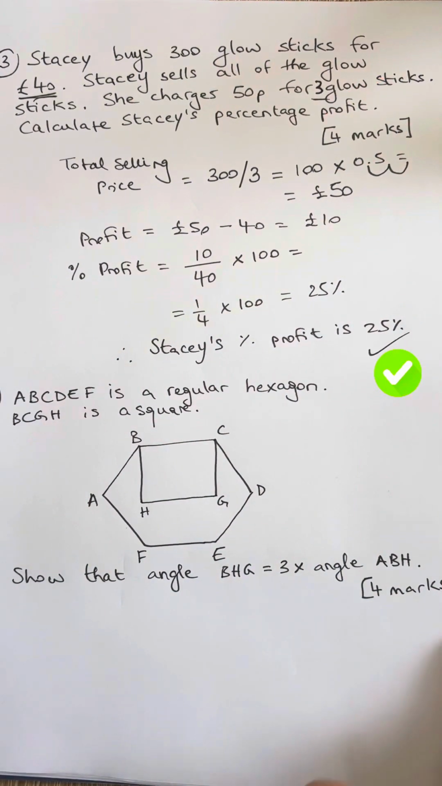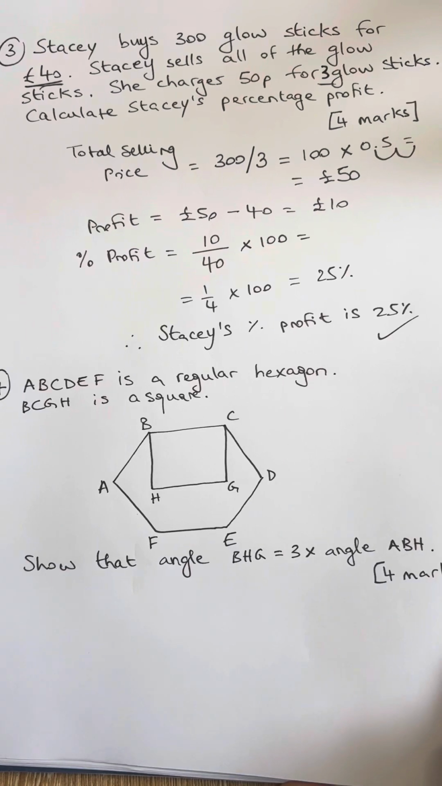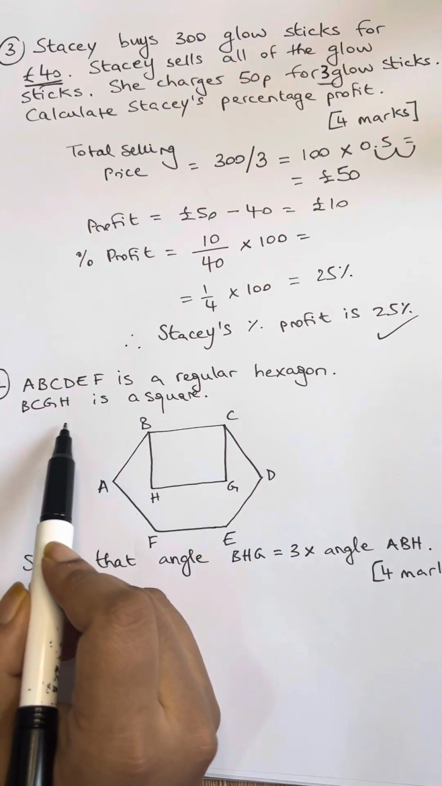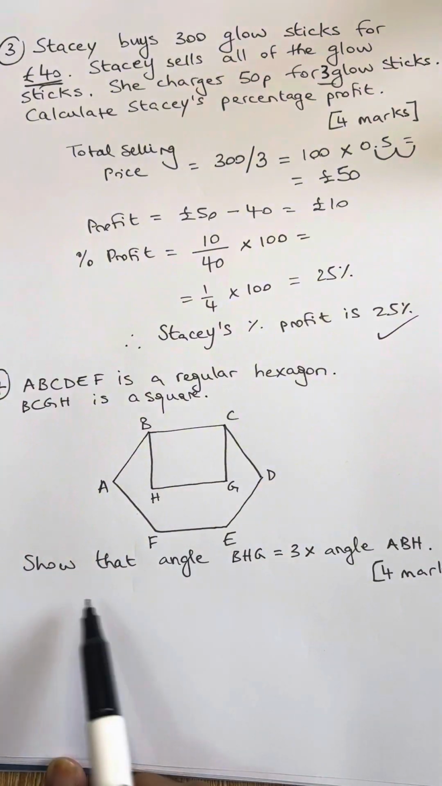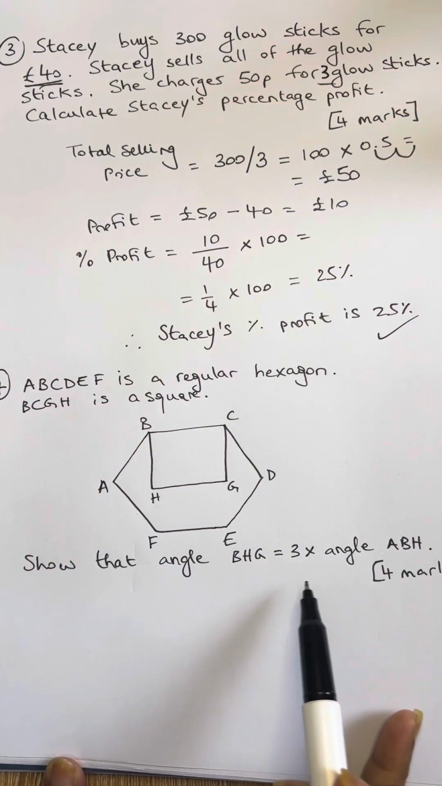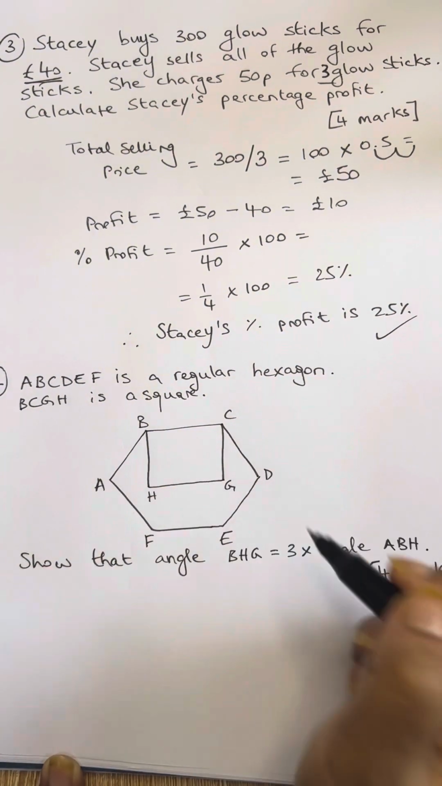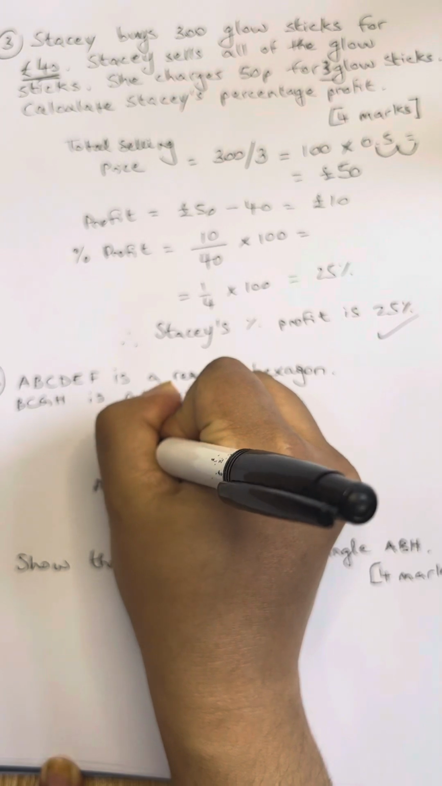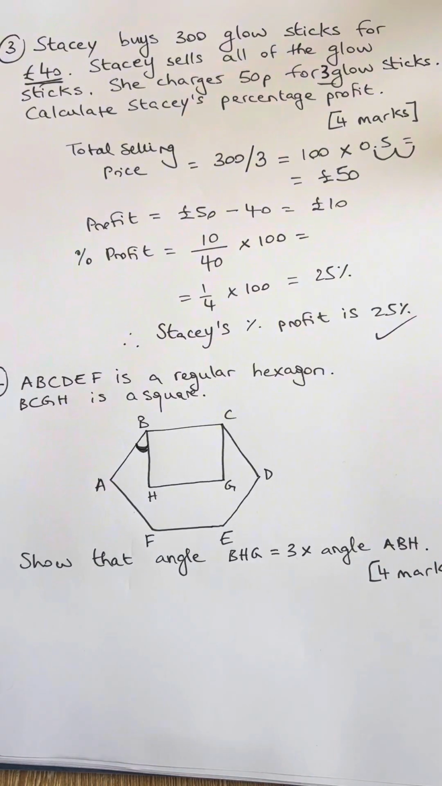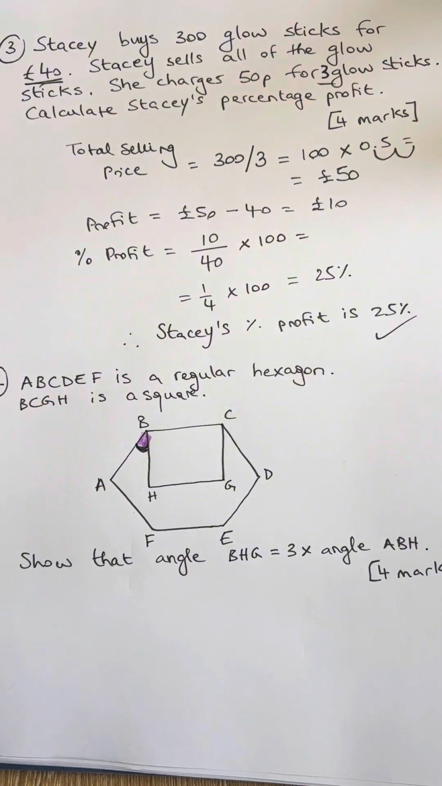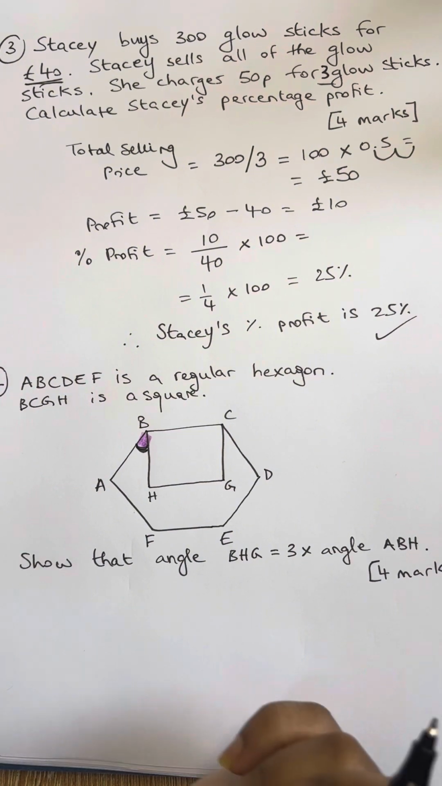Okay, next question. This one is also a 4 marker. ABCDEF is a regular hexagon. BCGH is a square. Show that the angle BHG is equal to 3 times the angle ABH. Now we're looking for this particular angle here, ABH. You can pause the video if you would like to solve this by yourself. Now let's try to solve it together.